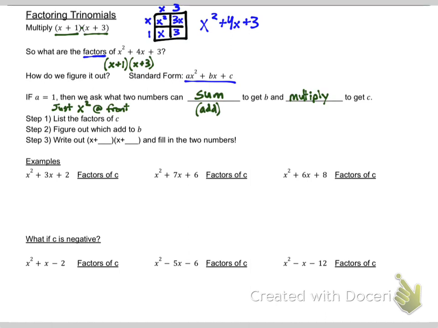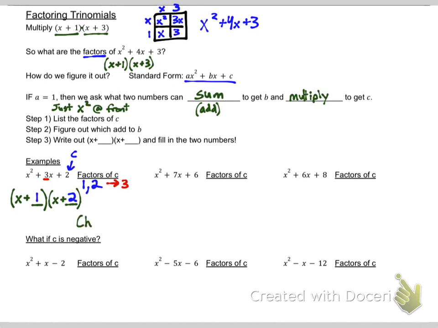Let's test that out. So, what is c? C is always the last term when it's written in standard form. It's the term without any x's on it. So factors of c here, the only numbers that multiply to get you 2 are 1 and 2. Notice that they add up to 3, and that's what we want because that's our b right there. So we're going to write x plus blank and x plus blank, and I'm going to fill that in with 1 and 2.